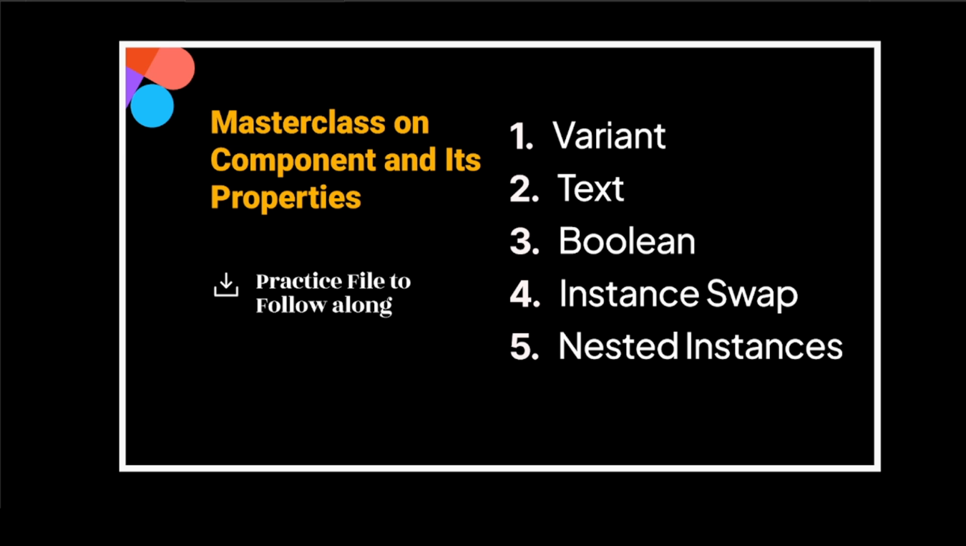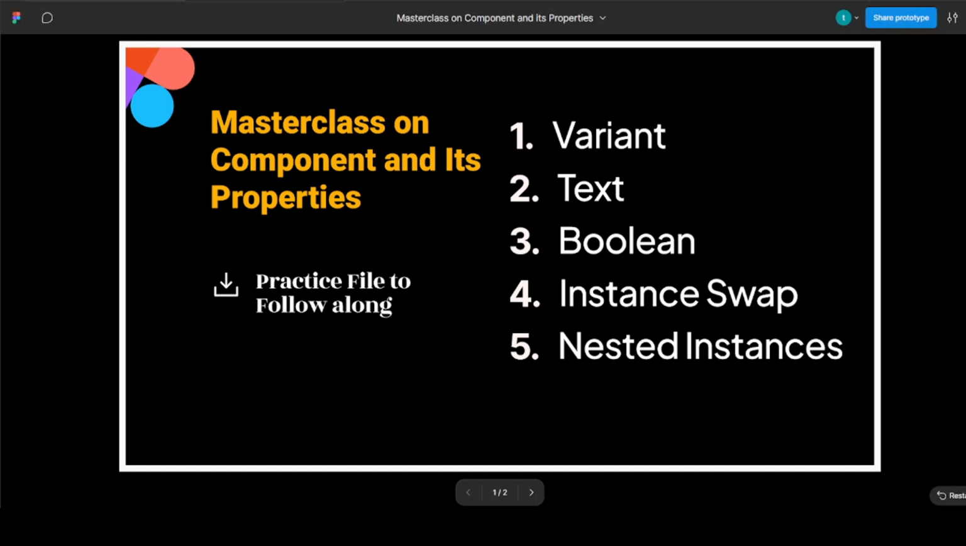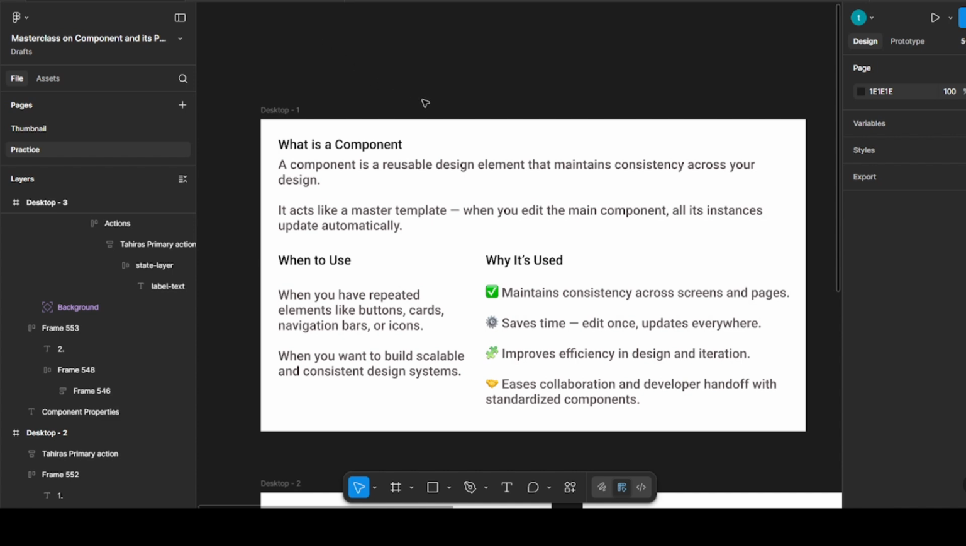Today we are going to see a masterclass on component and its properties. For the practice purpose, I have given you the practice file in the description to follow along with me. And the properties which we are going to see are the variant, text, boolean, instance swap and nested instances. So first we'll see a small theory.